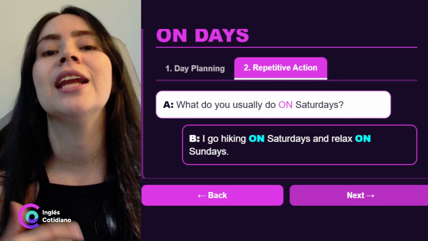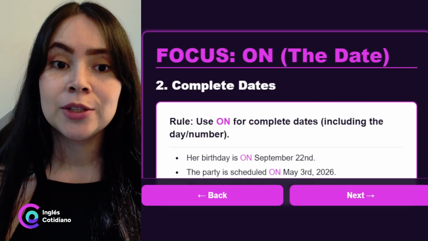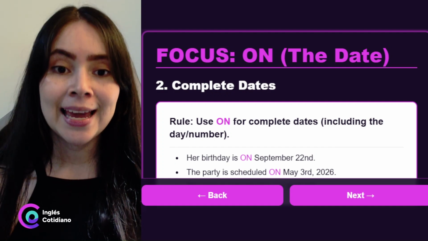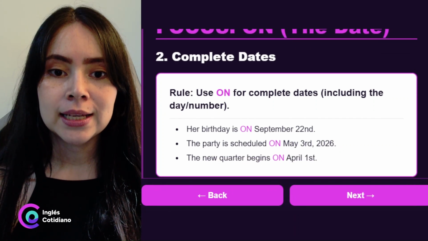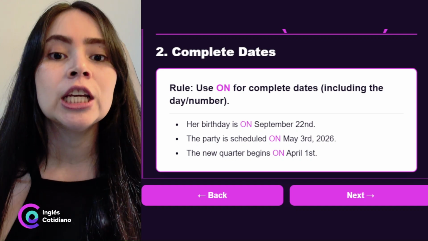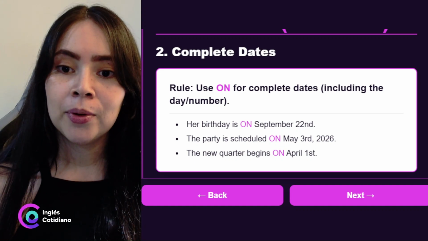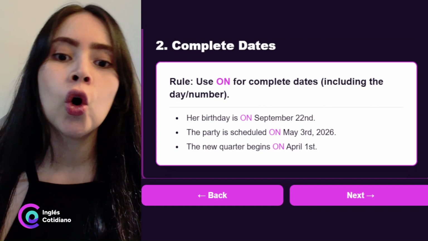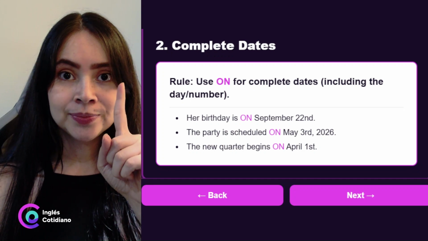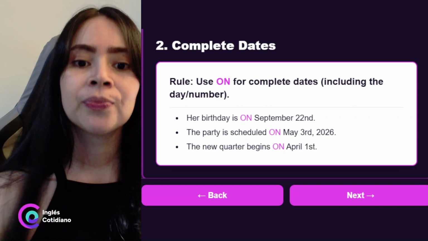So let's continue here learning a little more about the preposition on. We also use this preposition when we mention dates, complete dates. For example, it says here, rule, use on for complete dates, including the day and the number. For example, her birthday is on September 22nd. September, and later you mention the number, the day, 22nd.